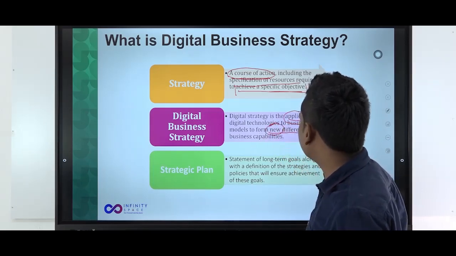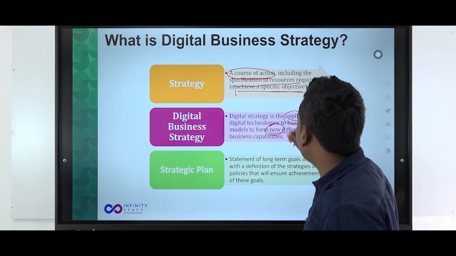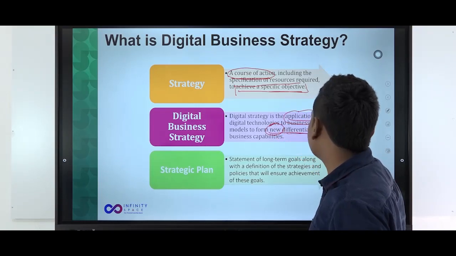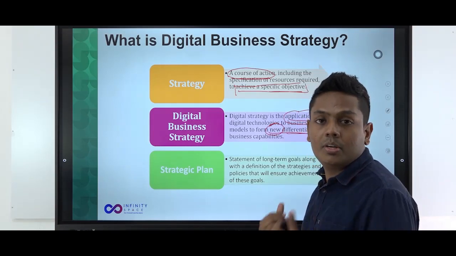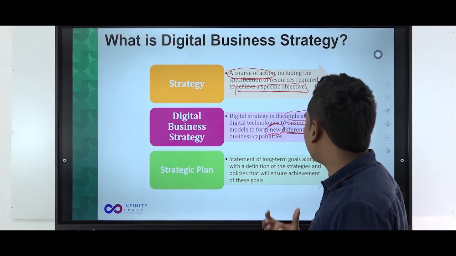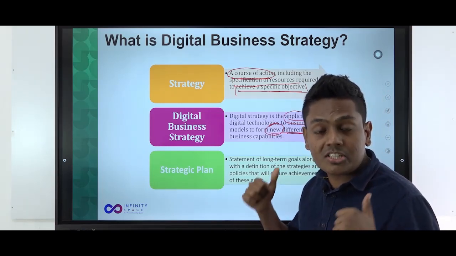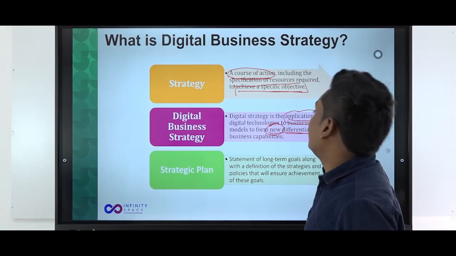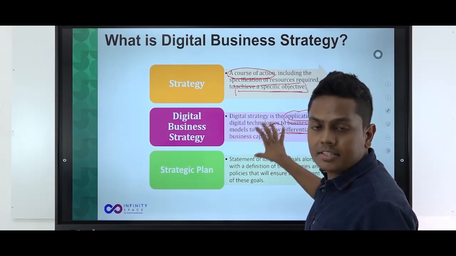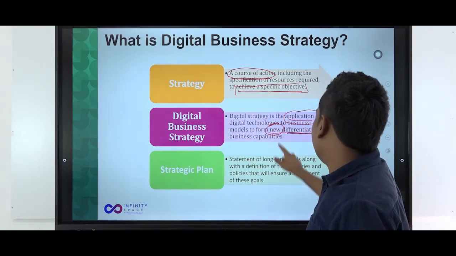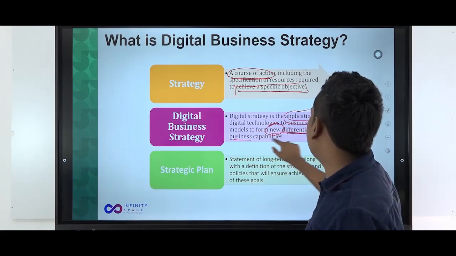Here comes the word new. This is not for something existing, but it is new and differentiating. So because of this digital business strategy, the organization is planning to apply and get some benefit out of it, which is very unique, which is different, and which is new. So that is something will be discussed in detail in these the strategic concepts. Right? Models to form new differentiating business capabilities.